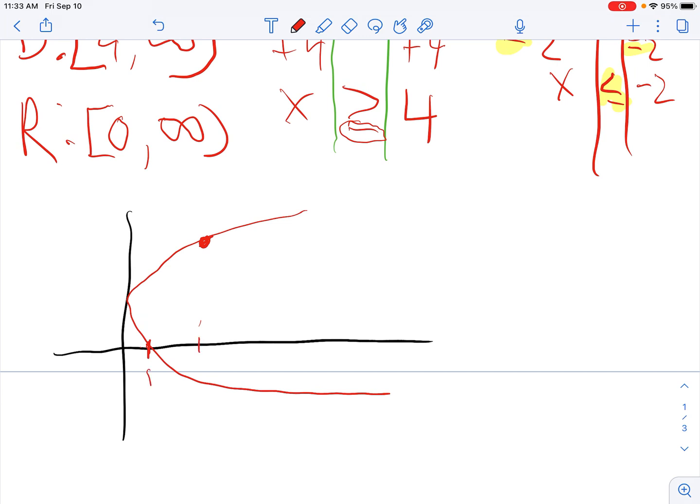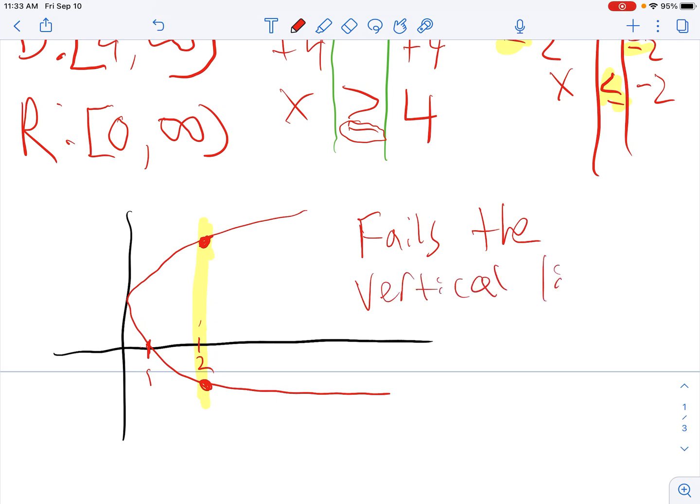If I look at, let's just pick 2 points in general, let's call this 1, and then let's call this 2. At x equals 2, my graph touches x equals 2 in 2 different places. So this fails the vertical line test.